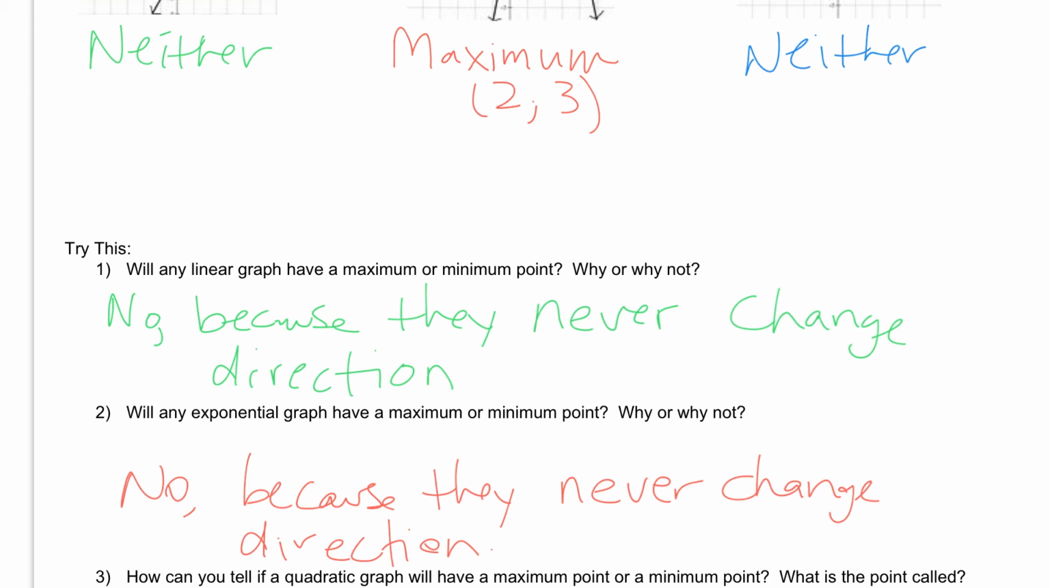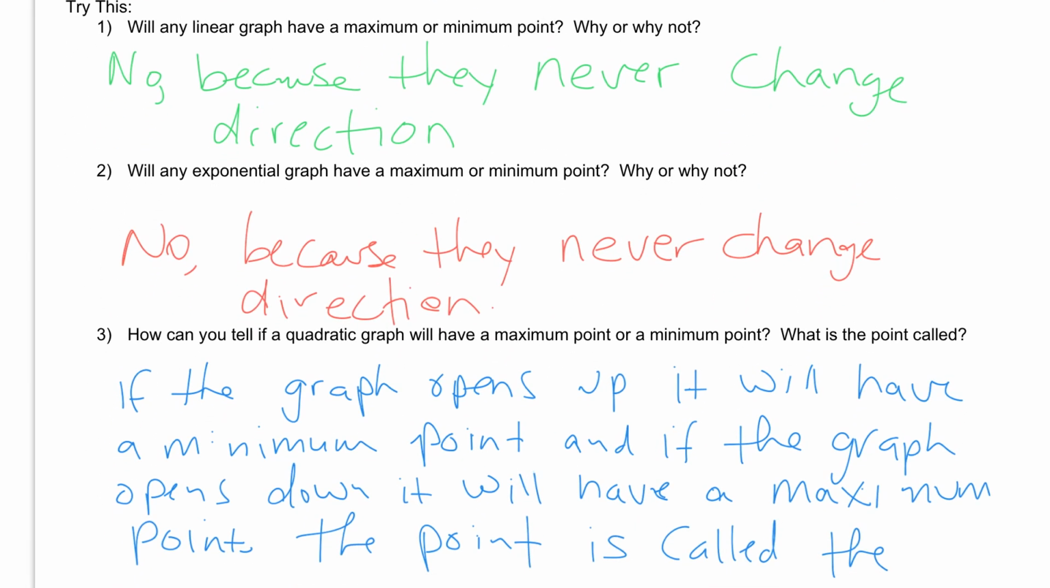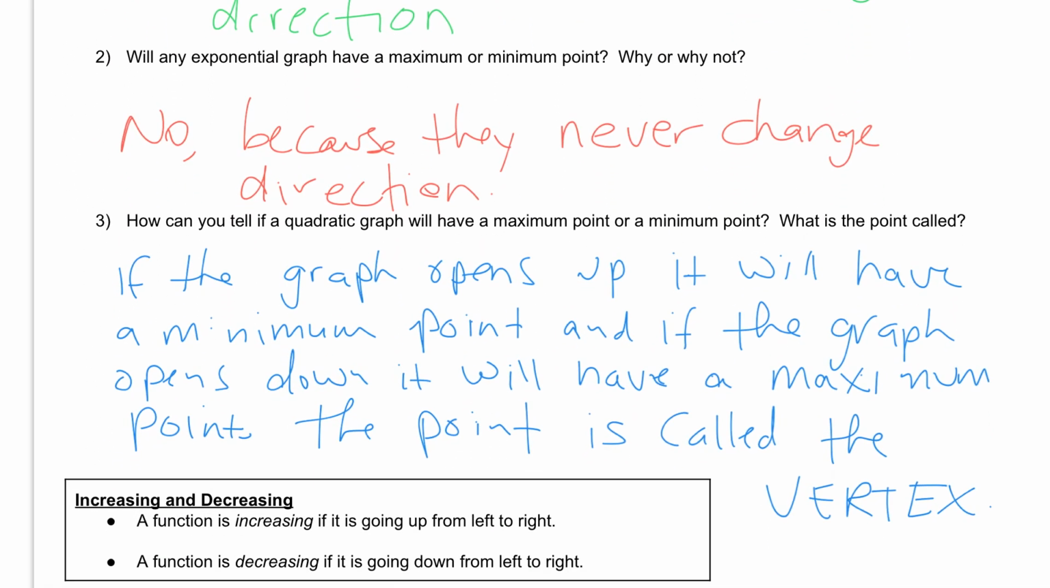And then finally, question number 3, how can you tell if a quadratic graph will have a maximum point or a minimum point, and what is the point called? So our quadratics are the only function we have learned about this year that has a maximum or minimum point. So if the graph opens up, it's going to have a minimum point, and if the graph opens down, it will have a maximum point.